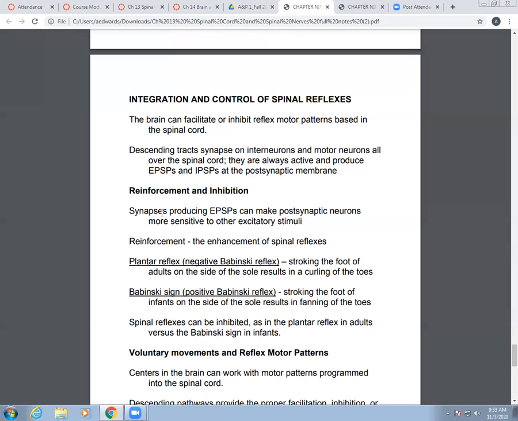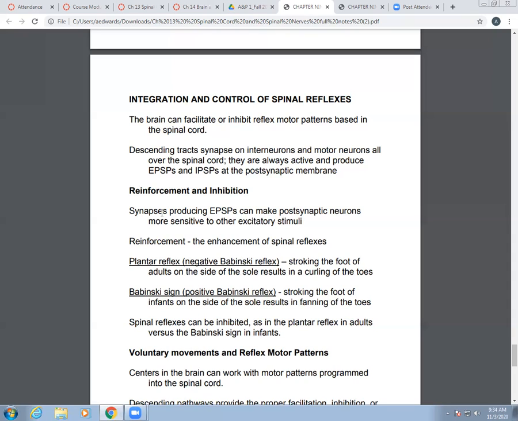And we use this term reinforcement to enhance spinal reflexes. Right, so you might hear in the movies they talk about, well, let's bring in reinforcements, right? They're talking about bringing in more resources, more support. So it's the enhancement of spinal reflexes. So, more on reflexes.